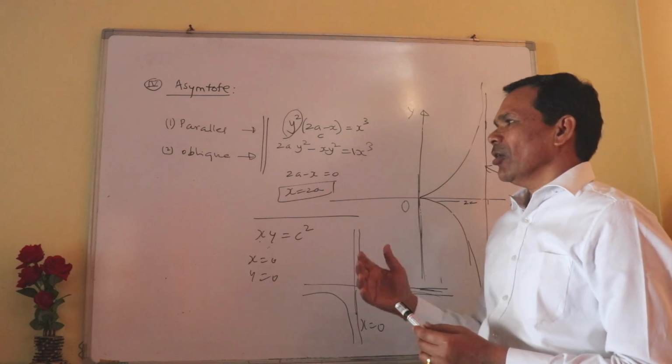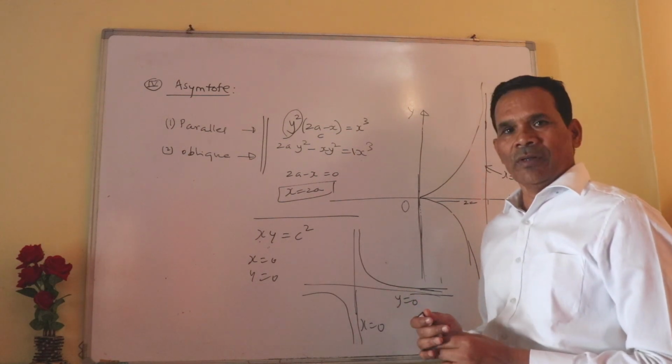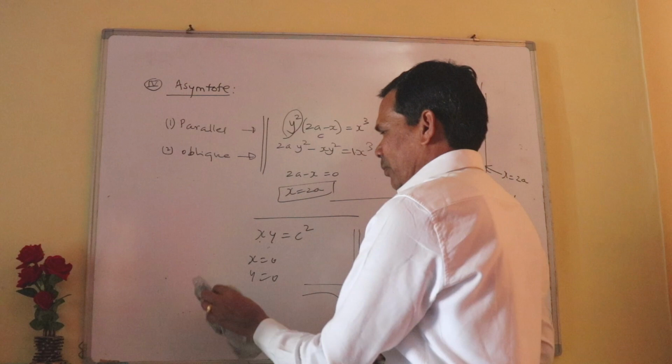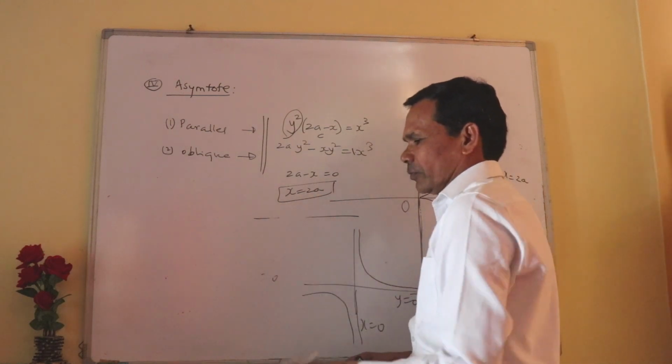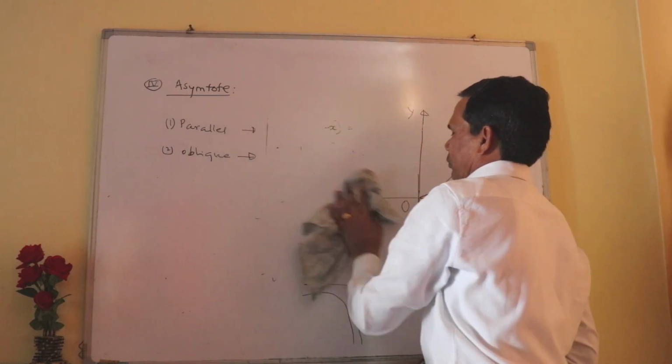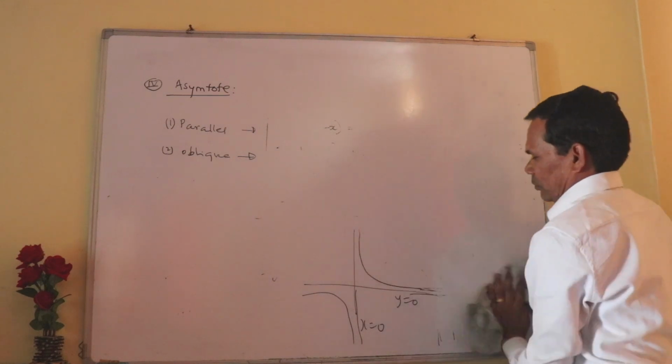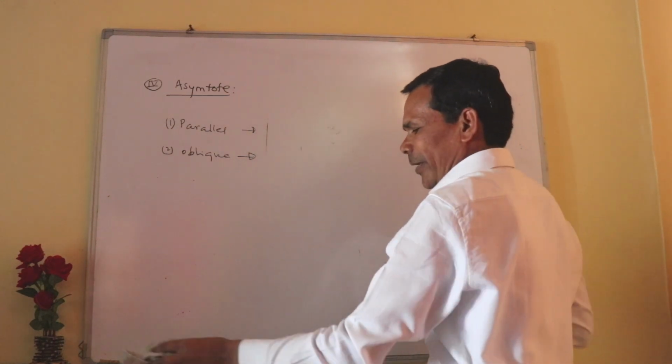Similarly, the technique of finding an oblique asymptote. Suppose you have some equation, say f of x, y.